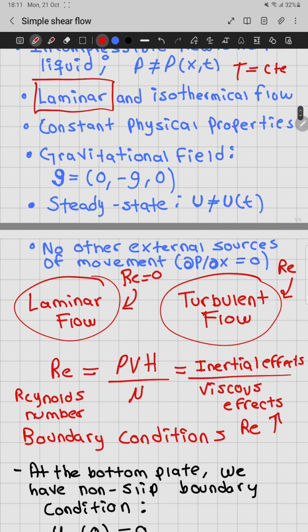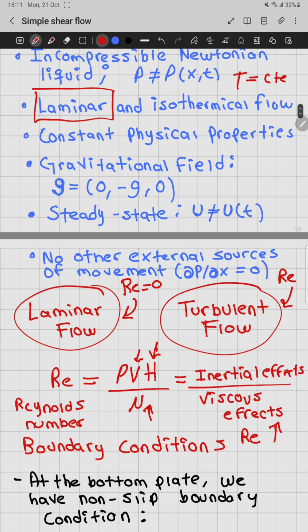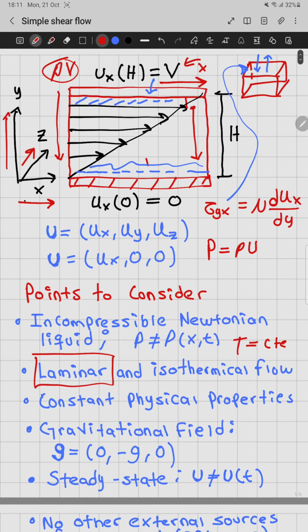That means that we will have low values of velocity, low values of the height of the channel, and also probably large values of viscosity. So this combined gives us a low Reynolds number. So we have a very controlled system. The layers of fluid will move in a very predictable way. They will flow very smoothly and streamlined.